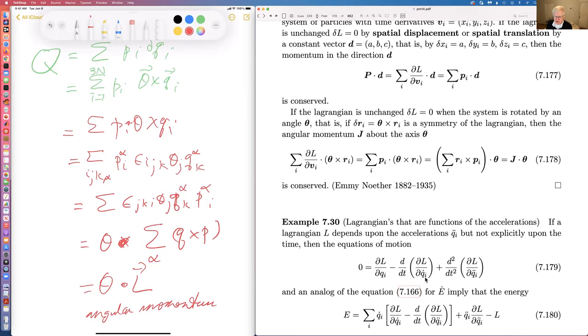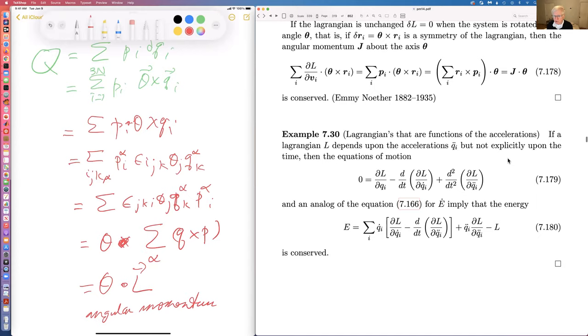It's an extra example. You can even have a Lagrangian that depends upon accelerations. Normally, the Lagrangian only depends upon position and velocity. If you add acceleration, but don't add the time, you can still have an energy that's conserved.